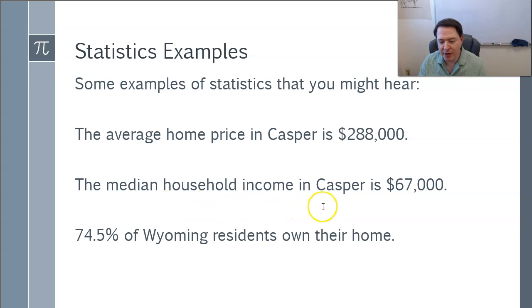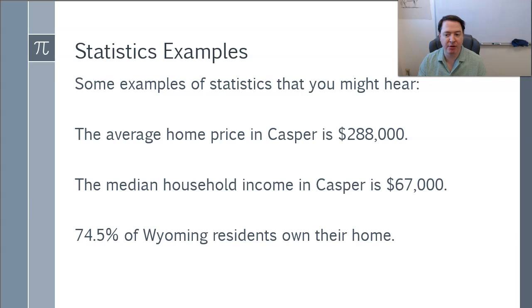And so when you read this kind of stuff, they didn't say the household income among the 70 houses we looked at was $67,000. They just said in Casper at all. They're making a claim that what their sample showed, what their data that they gathered, is a perfect representation of what things are in Casper as a whole.